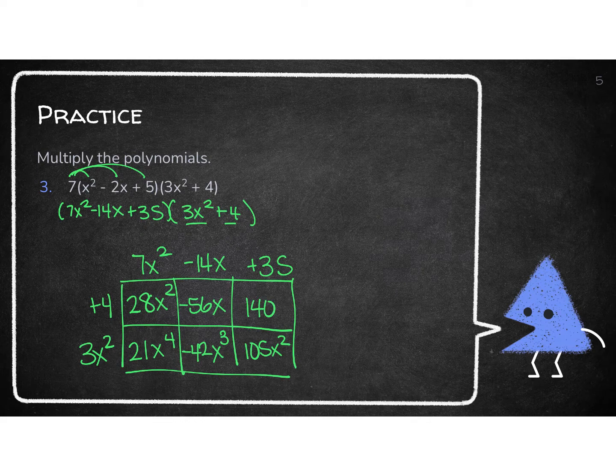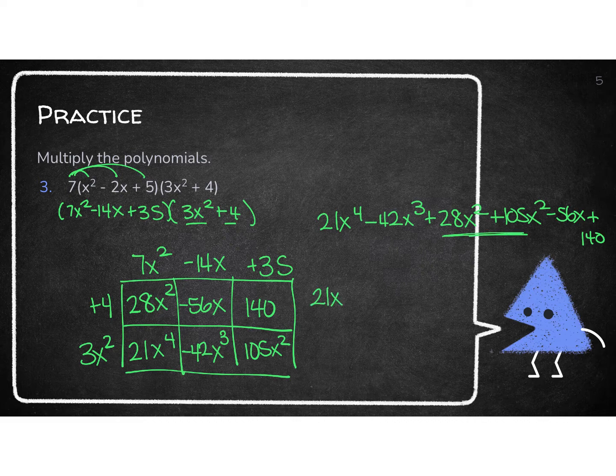So we're going to write everything out and combine our like terms. So I start with the highest power. Well, I have 21x to the 4th. Then I have minus 42x to the 3rd plus 28x squared plus 105x squared minus 56x plus 140. Ooh, we almost ran out of room there. So the only 2 things I can combine are these x squared. So I'm going to have 21x to the 4th minus 42x to the 3rd. 28 plus 105 is plus 133x squared minus 56x plus 140.